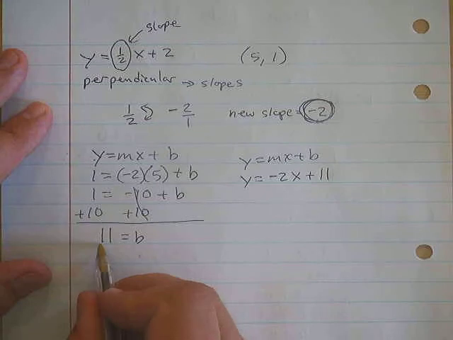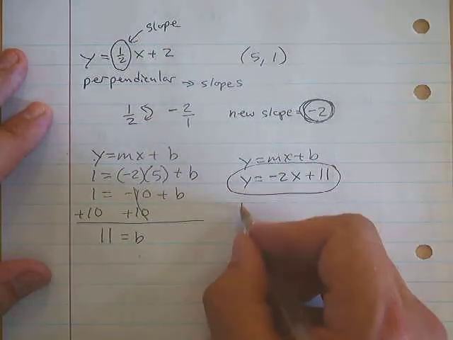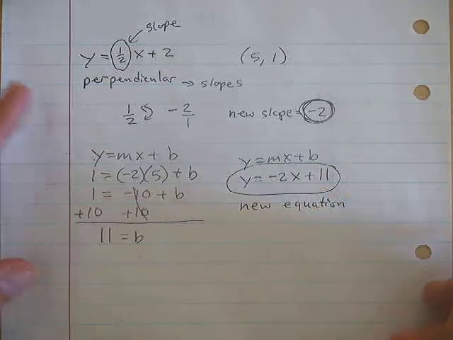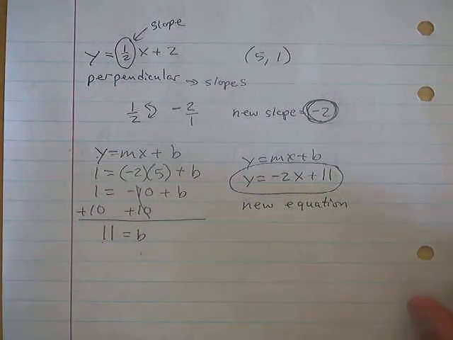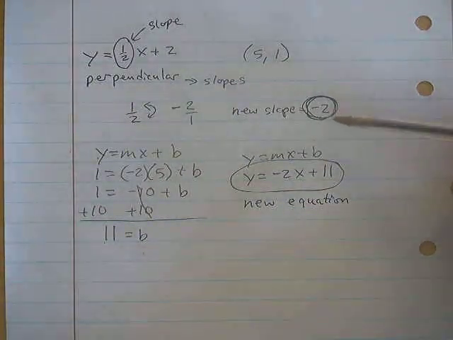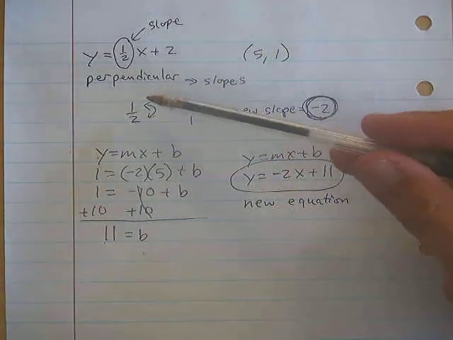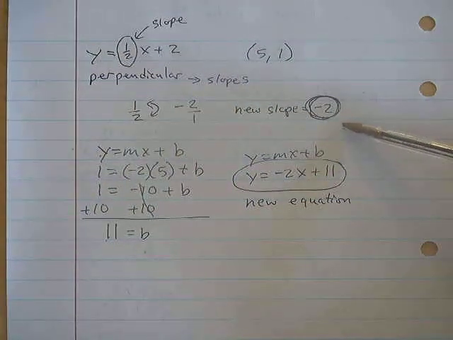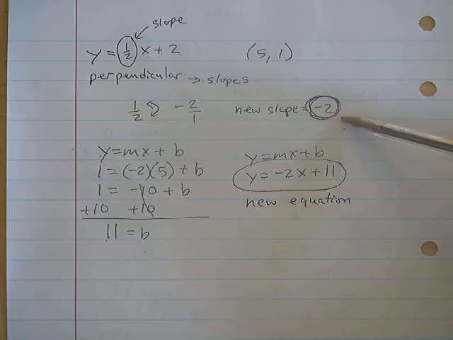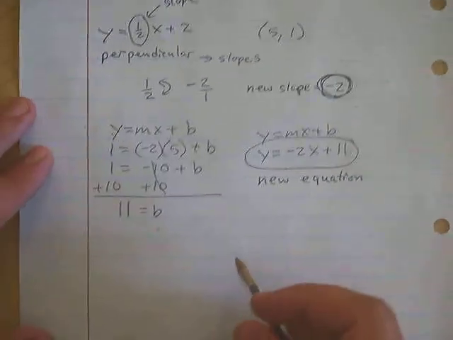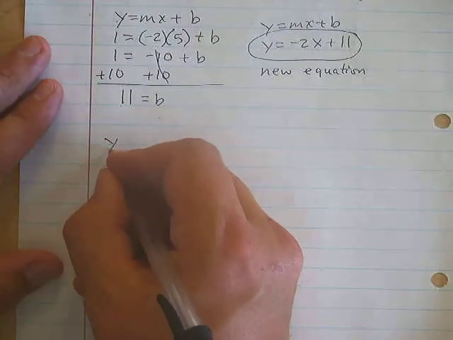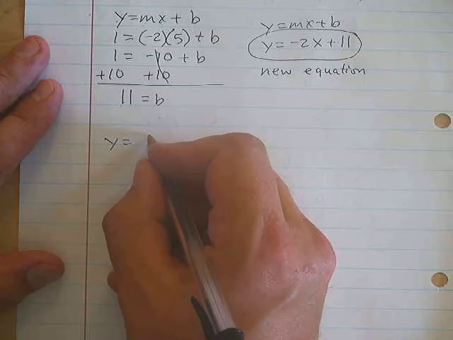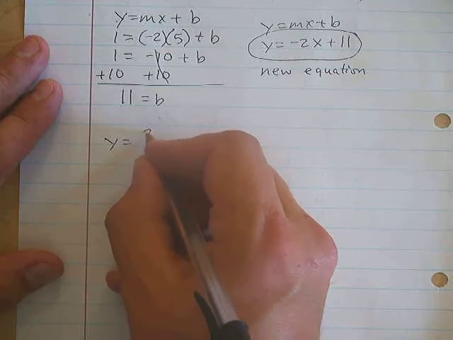So my new equation is the form y equals mx plus b. y equals negative 2 times x plus 11. And the 11 I got from down here. This is my new equation that is perpendicular to that line. Okay. Notice the only difference from this to the last problem is I took the reciprocal. I flipped those two numbers and I made it opposite. Okay, let's try one more of those.